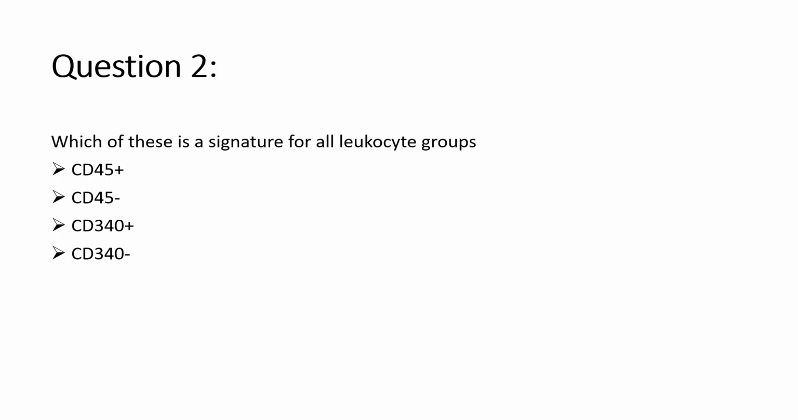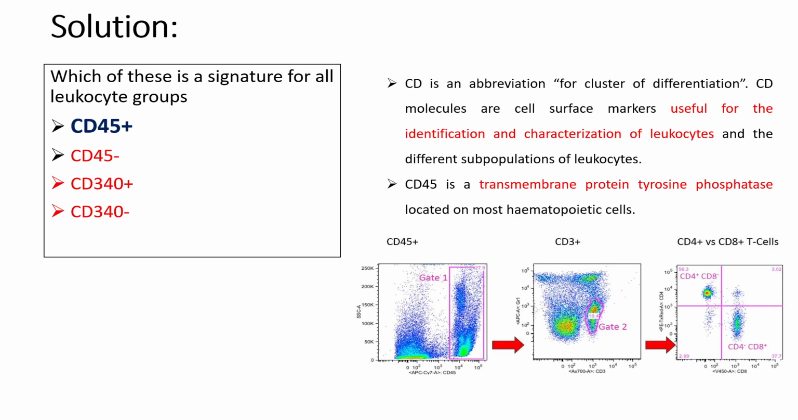So all of you are saying that it should be CD45 plus. Let's see. So the right option is CD45 plus. CD is basically an abbreviation for cluster of differentiation. CD molecules are cell surface markers which are useful for the identification and the characterization of leukocytes and the different subpopulations of leukocytes. CD45 is a transmembrane protein tyrosine phosphatase which is located on the surface of most hematopoietic cells.